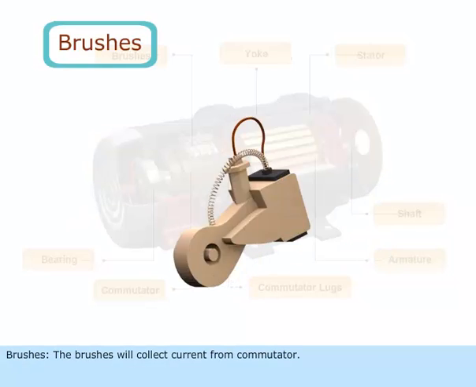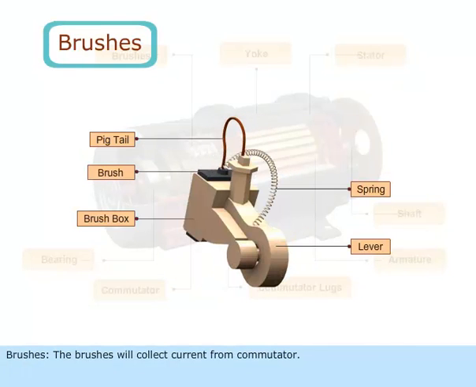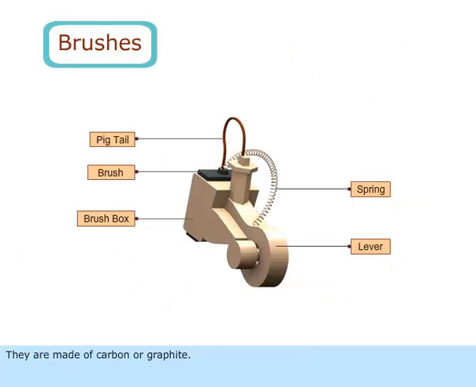Brushes. The brushes will collect current from commutator. They are made of carbon or graphite. Brushes are housed in brush holders. The brushes are made to bear down on the commutator by a spring.